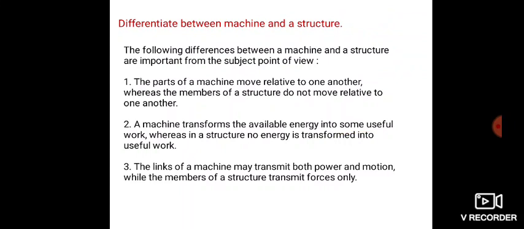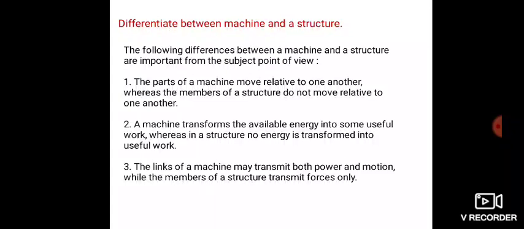Then next, differentiate between machine and structure. Okay, this question is asked many times. You just go through the previous question papers and you will come to know about this one. Differentiate machine and structure. For 5 or 10 marks he may ask. Okay, so the following are some differences between machines and structures.